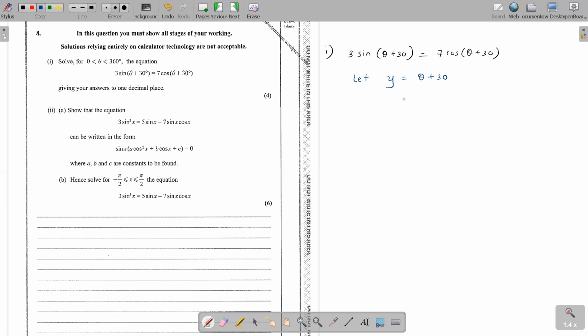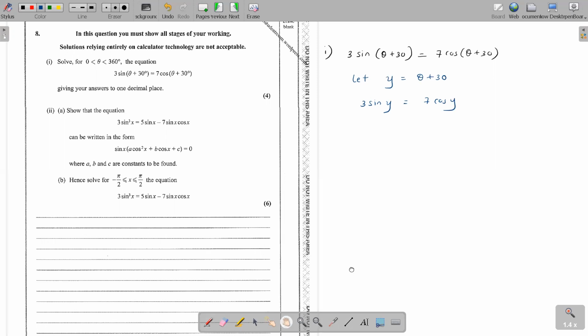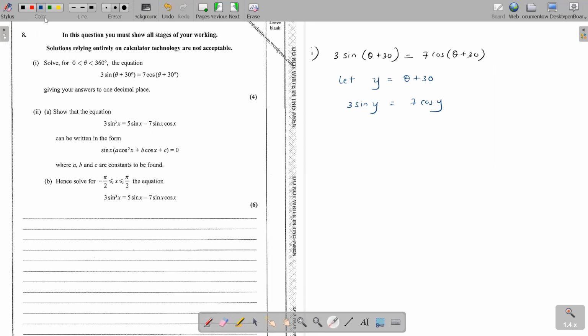So then your y equals theta plus 30, which means we get here 3 sine y equals 7 cos y, right? And when you're changing the letter, also remember you must change your range. Now our range for theta is between 0 and 360. So when you have theta plus 30, you will add 30 to the range. 0 plus 30 is 30, 360 plus 30 is 390. So your y will be between 30 and 390.